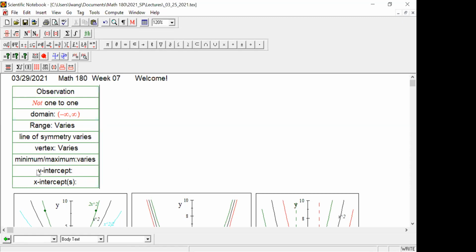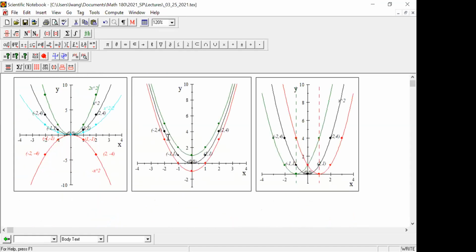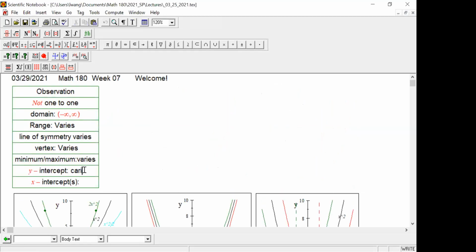Okay. Do we have y-intercepts for all of them so far? Do we understand what a y-intercept is? Where the curve crosses the y-axis, right? So do we have a y-intercept for all of them? We do, right? For example, for all of these curves, the y-intercept is right here. 0, 0, right? How about the y-intercept for all of these? The 3 in the middle, they all have a y-intercept. Obviously, they're not at the same place, right? So it varies. Y-intercept varies.